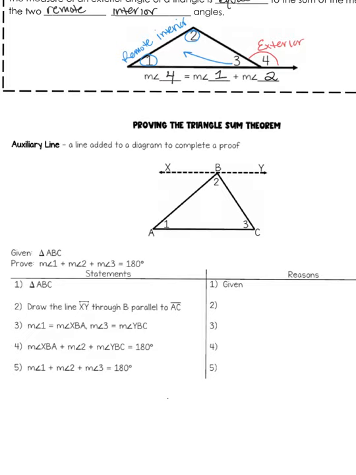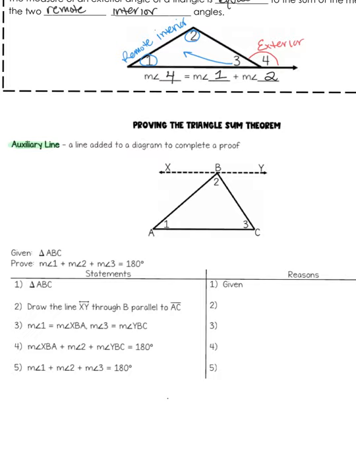So we can actually prove the exterior angle theorem in triangles. But first, we are going to prove the triangle angle sum theorem. In order to do that, we need to use an auxiliary line. An auxiliary line is a line added to a diagram to complete a proof. So for this proof, we're given triangle ABC, this one right here.